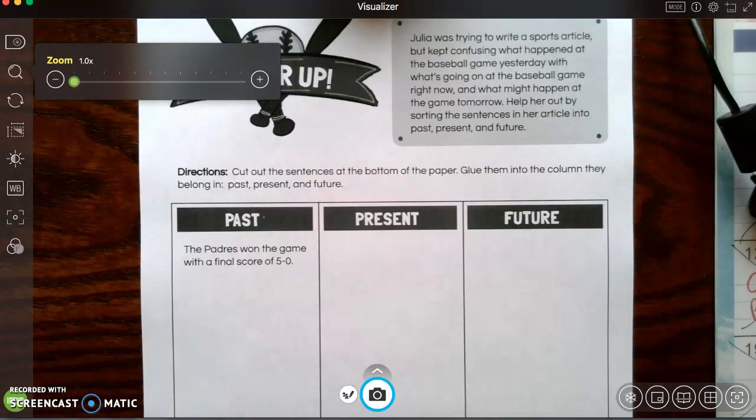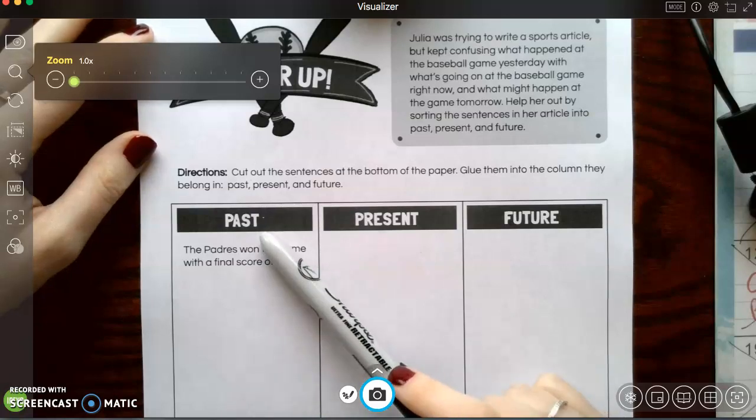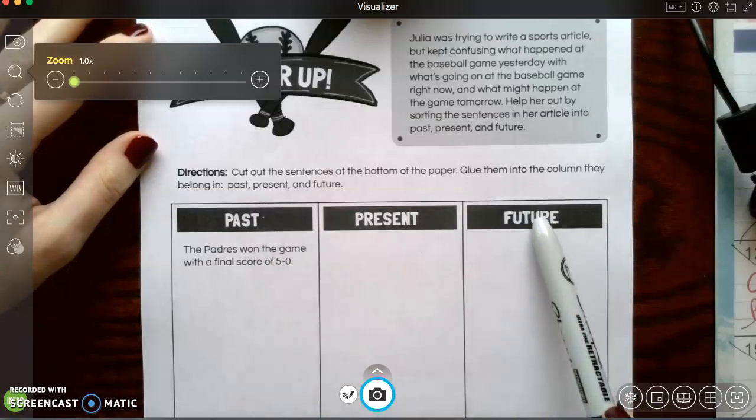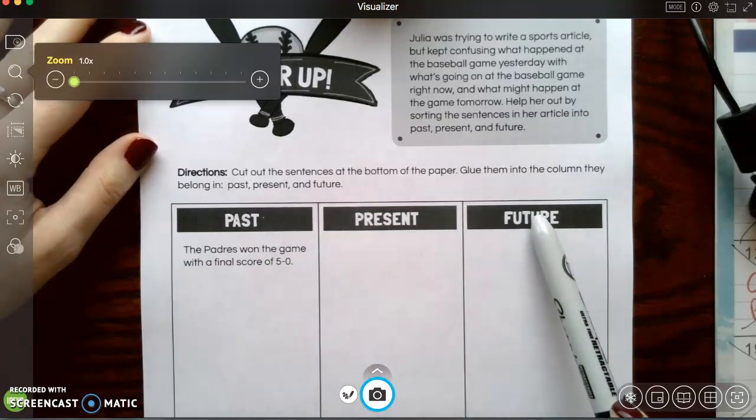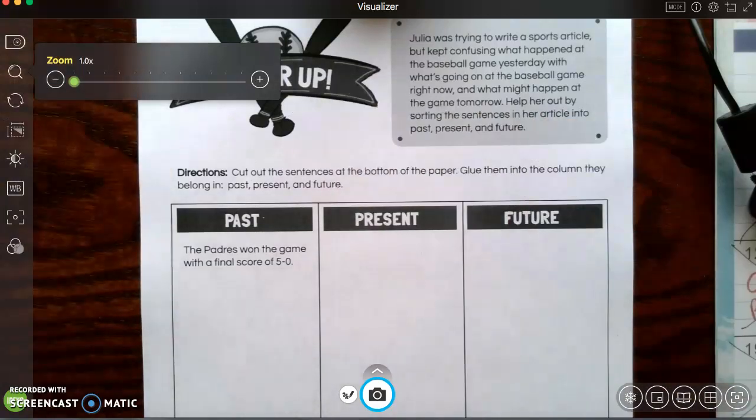Hello boys and girls. Today we are going to be practicing working on your different verb tenses, past, present, and future. So you're going to be working on this worksheet, the Batter Up worksheet. At the top it says, Julia was trying to write a sports article, but kept confusing what happened at the baseball game yesterday with what's going on at the baseball game right now, and what might happen at the game tomorrow. Help her out by sorting the sentences in her article into past, present, and future.